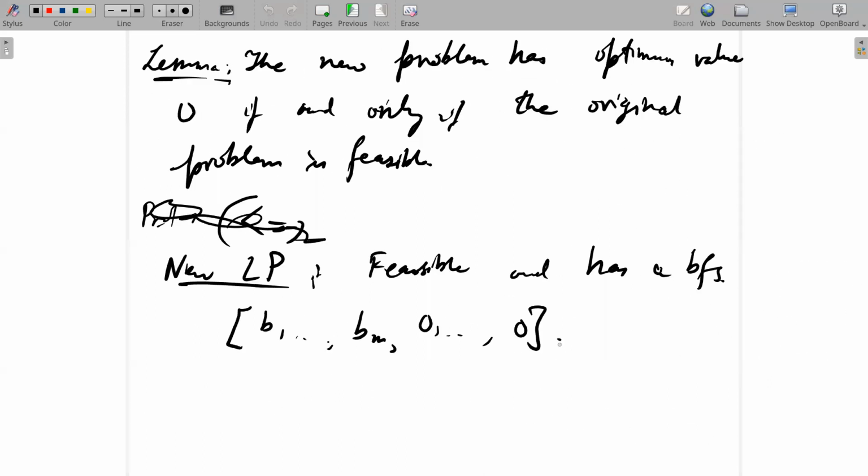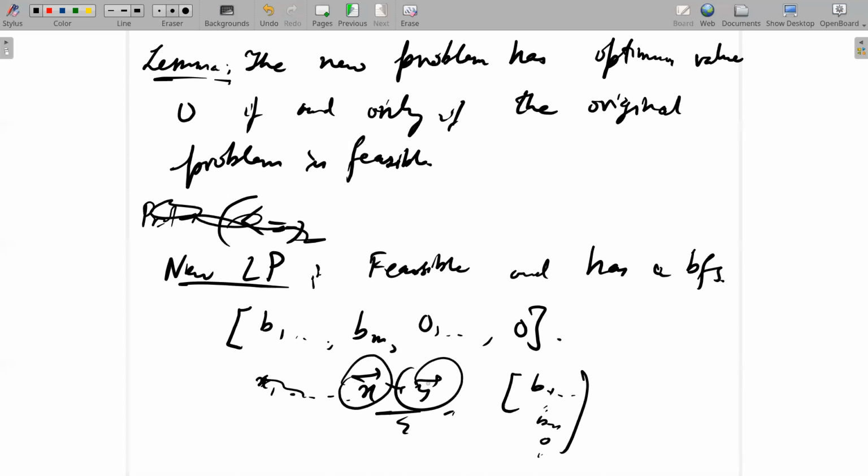So why is this a basic feasible solution? For that, we have to check whether it's a vertex. So whatever vectors I choose, let's say x plus y over 2 is this vector b1 through bm and zeros. These must satisfy the sign constraints. And if the average of two non-negative numbers is 0, then both numbers must be 0. So both x and y must be 0 in these parts. But they also have this condition where Ax is less than or equal to b1.